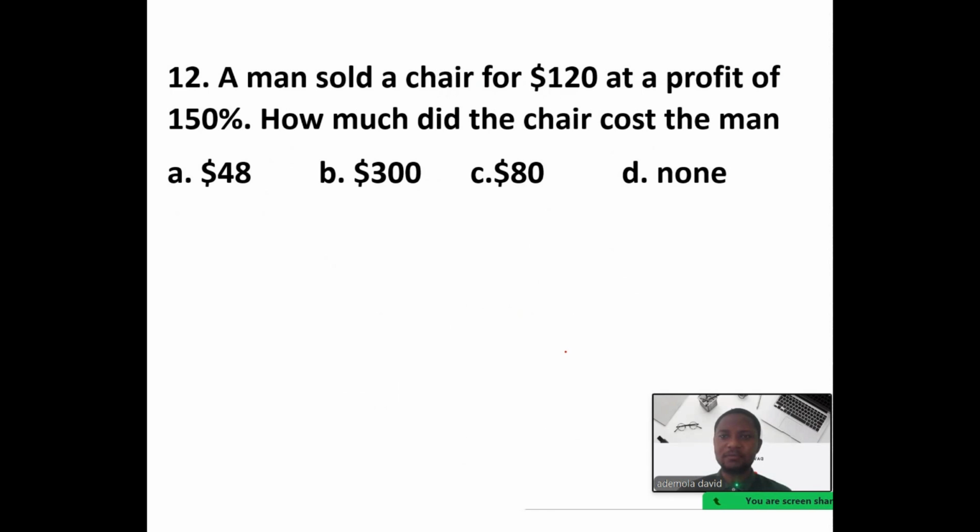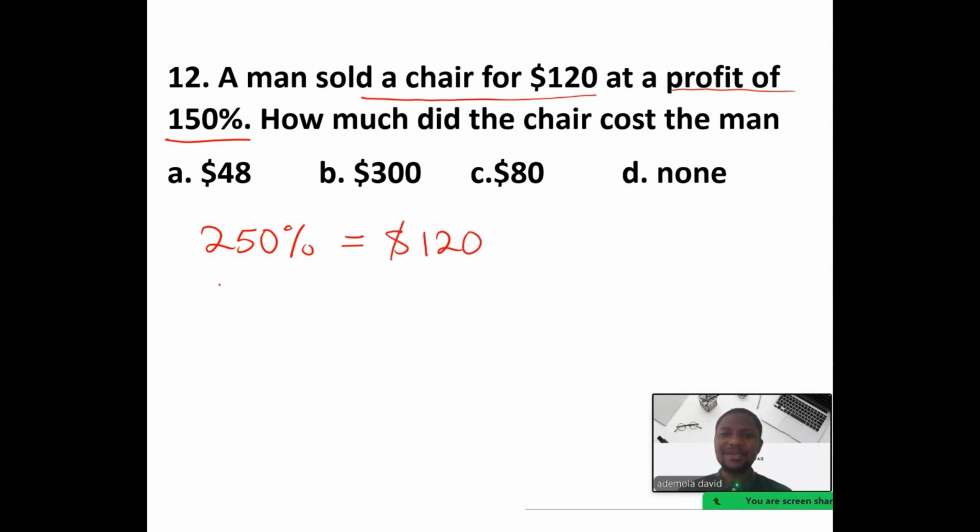A man sold a chair for $120 at a profit of 150%. How much did the chair cost? So cost price is always 100%, as we said in our previous video. Then the 120 is the selling price, and they said at a profit of 150. So the original in percentage is always 100%. So making a profit of 150% means the percentage selling price will be 100 plus 150. That will give you 250%, which you can equate to what?